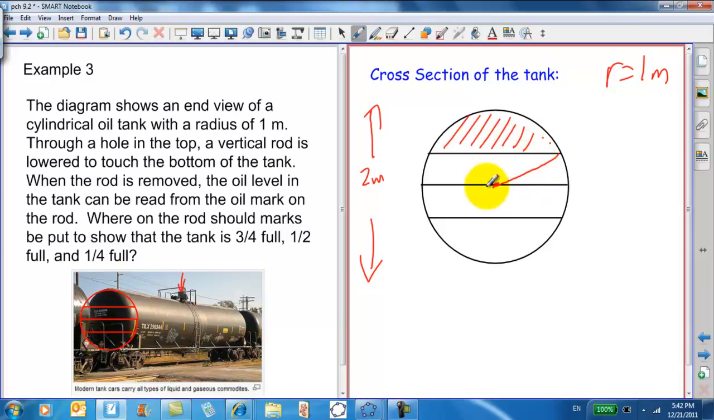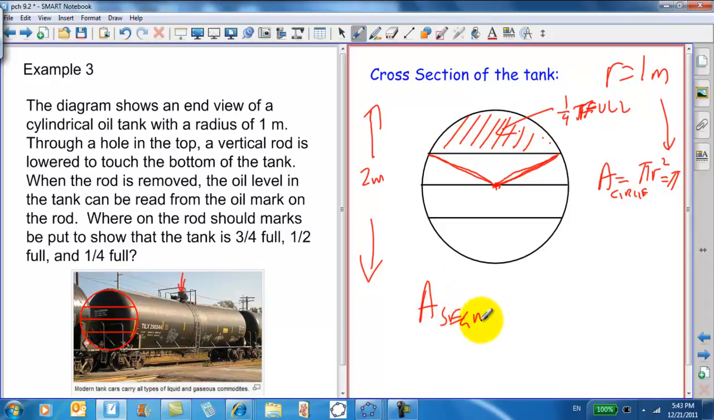So we can go like this. We can say we need this area to equal 1/4 of the tank. So to do that, this is basically a unit circle, and the area for the whole circle is going to equal pi times the radius squared, so that's just going to equal pi since the radius equals 1. So we need this at 1/4 full, so the area of the segment has got to equal pi over 4.